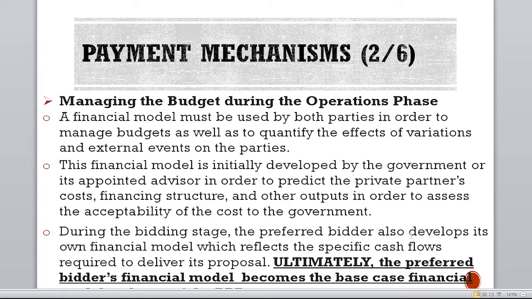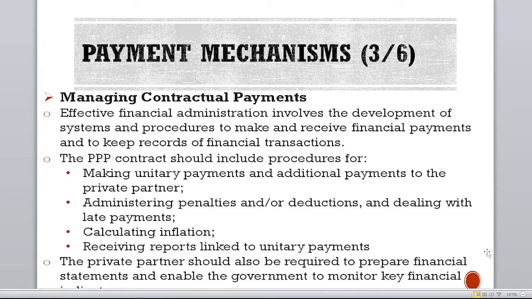It appoints advisors in order to predict the private sector's costs, financing structures, and all of those. During the bidding stage, the preferred bidder, based on how realistic their financials are and everything, also develops his own financial models for judgments and negotiations, which reflect the specific cash flow required to deliver a project. So, colleagues, ultimately, the preferred bidder's financial model becomes the business case for implementing the project. But that's not without negotiations and then a middle ground after their comparisons and all.